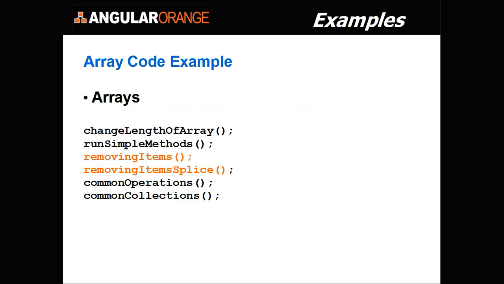And so now we're going to look at some examples. We'll look at the array project. We'll look at 2 functions which show removing items and removing items with splice, and we'll go through those examples.